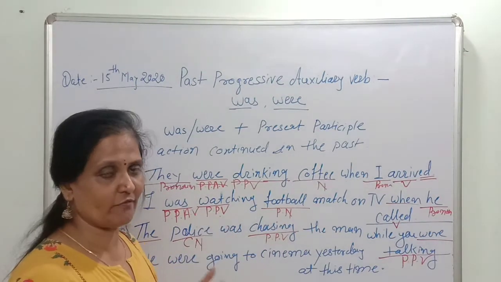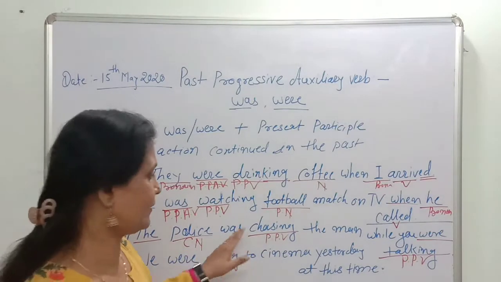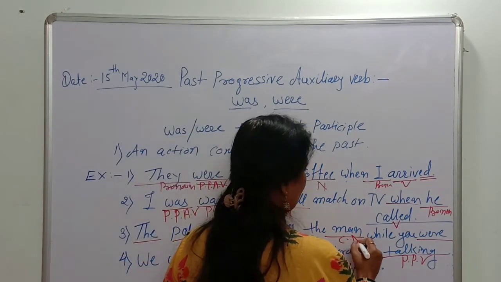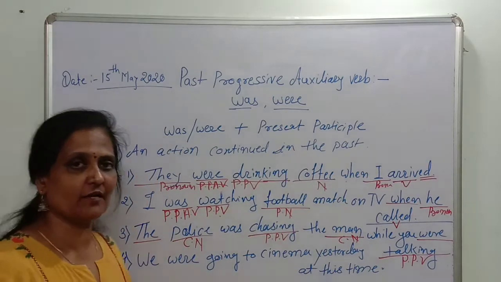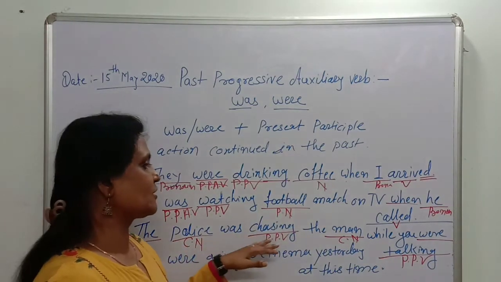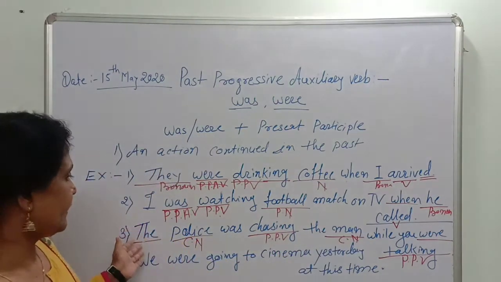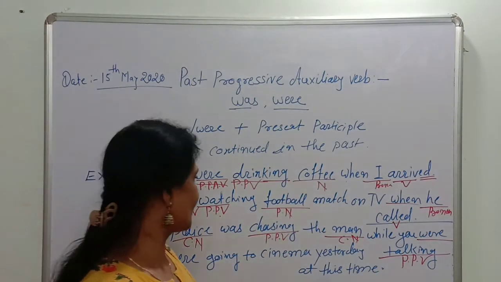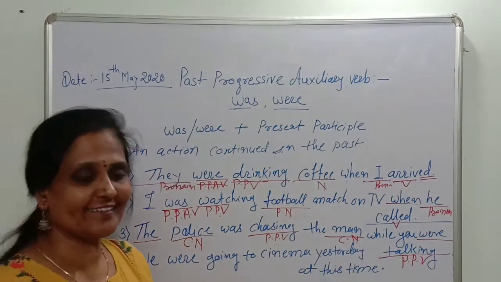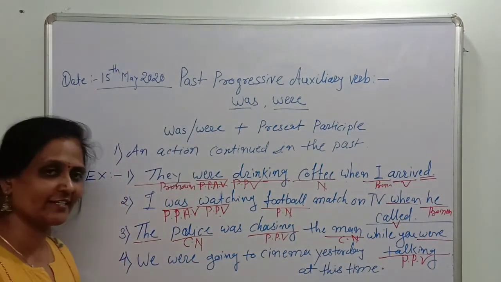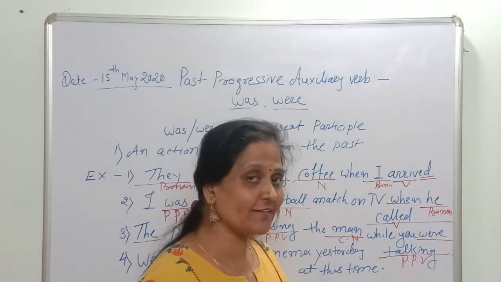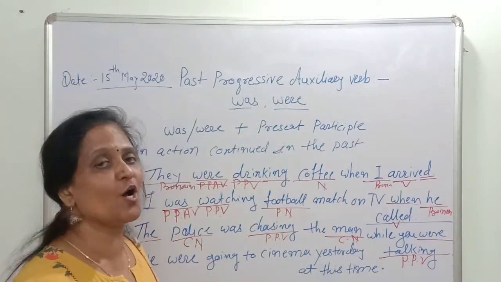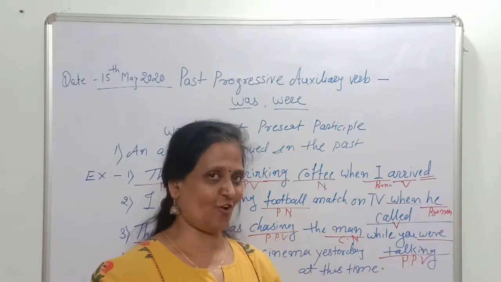We will see why we call it past progressive. Here is chasing, right? We use it as a present participle verb. The man. "Man" is a common noun, right? In the first part of the sentence, the police was chasing the man. This sentence shows that the police caught the man already, but when? While he was talking. The police caught the man when he was talking, right?